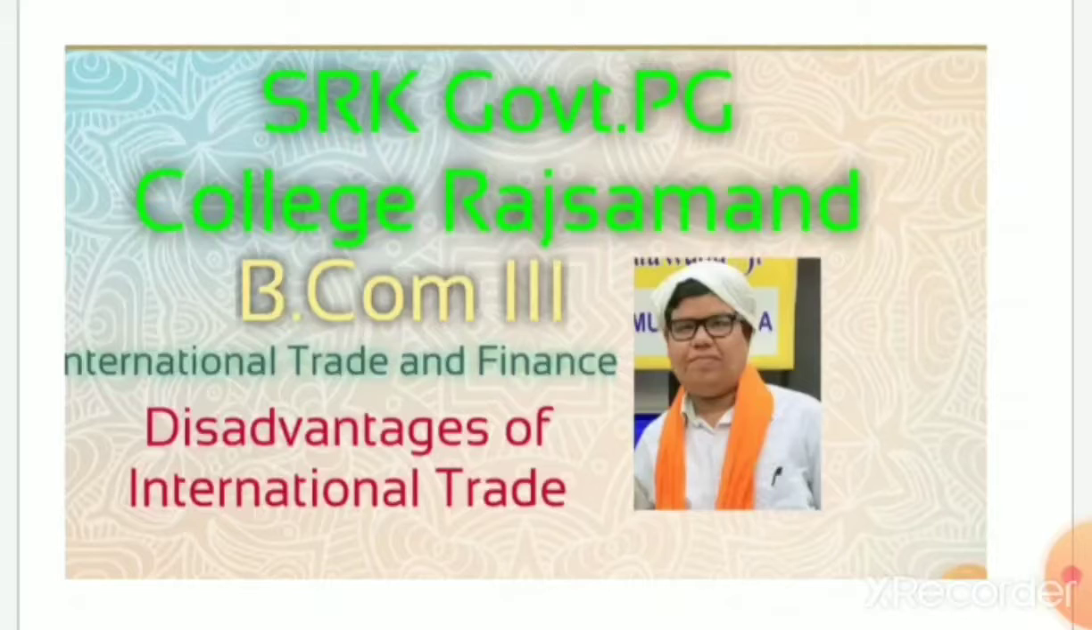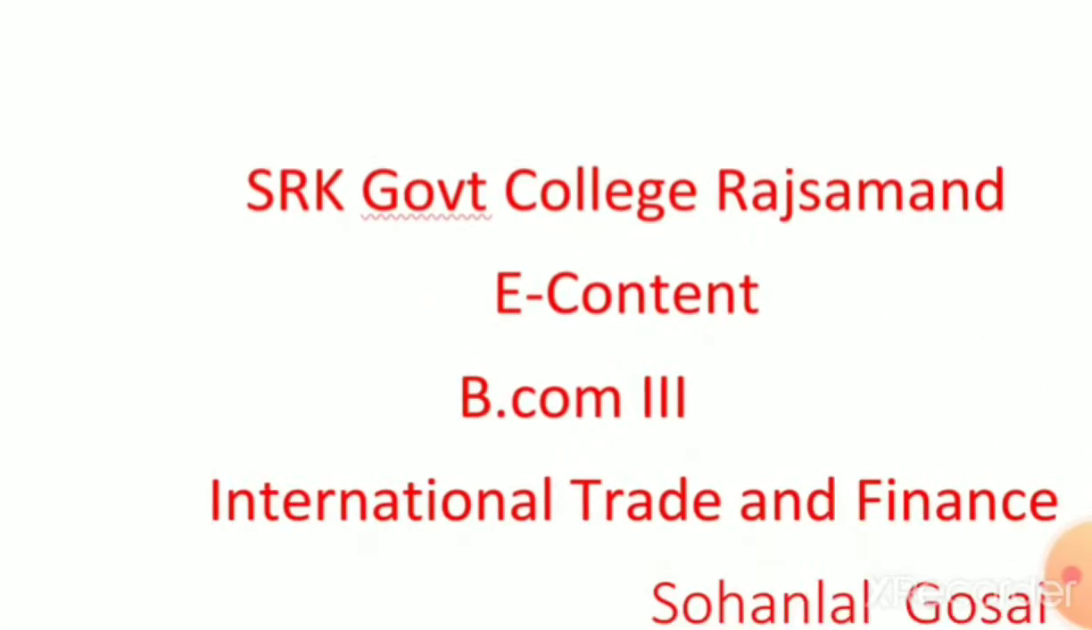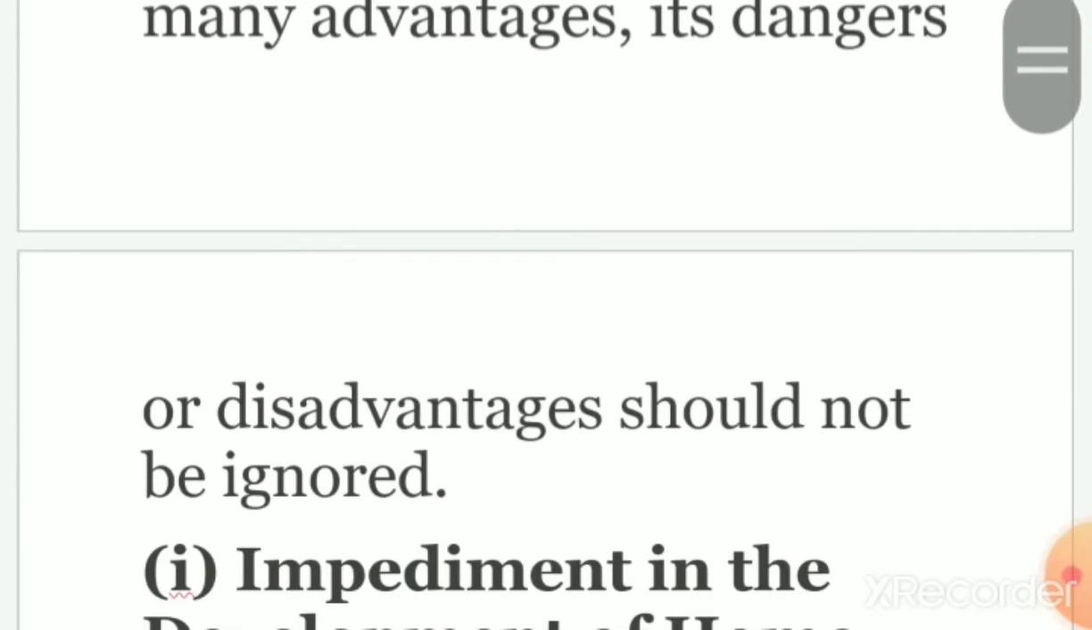Since we are having one of the papers, which is international trade and finance, the topic of today's class is disadvantages of international trade. Since in the last to last class I have explained the advantages of international trade, today is disadvantages of international trade. The topic is clear cut. There are many disadvantages, but some disadvantages I will explain here.